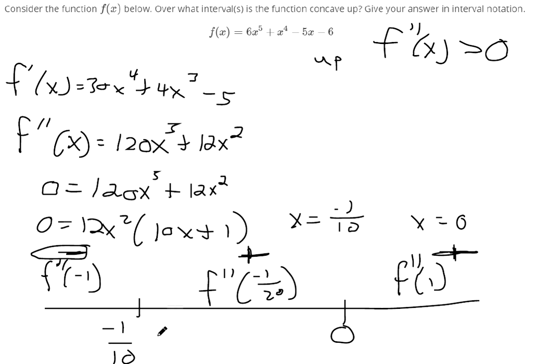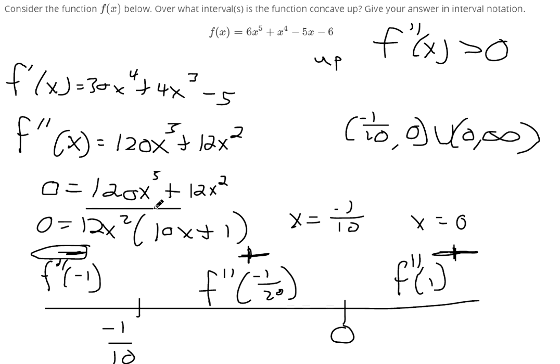Now be careful. It's not -1/10 to positive infinity. It's concave up. Our answer is -1/10 to 0 union 0 to infinity. We have to exclude 0 because we found out that at x equals 0, the second derivative equals 0. 0 is neither positive nor negative, so you have to exclude 0.